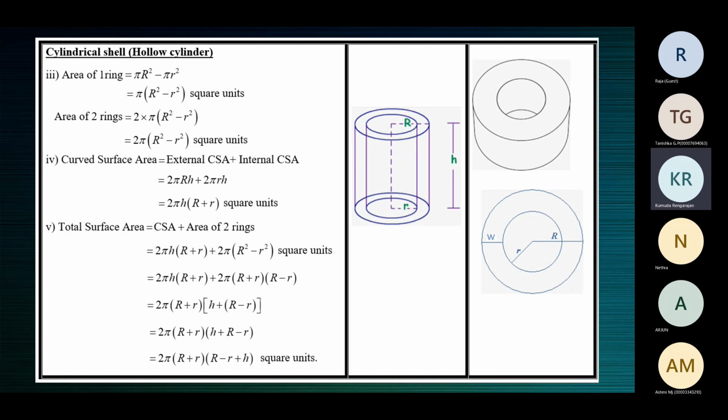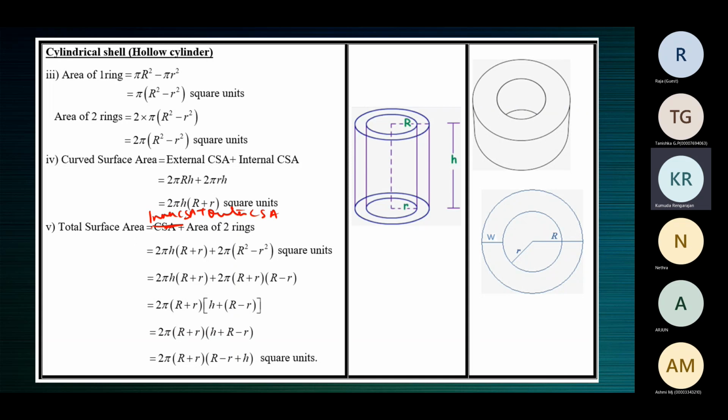So we say that the total surface area is the inner CSA plus the outer CSA plus the area of two rings. Yes or no, children? The four parts in a hollow cylinder. Do you get that? Yes, ma'am.